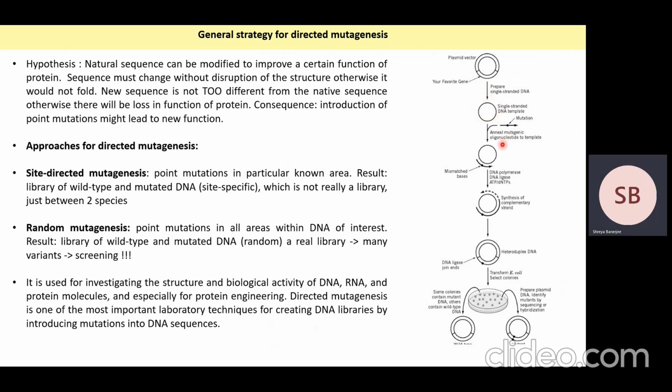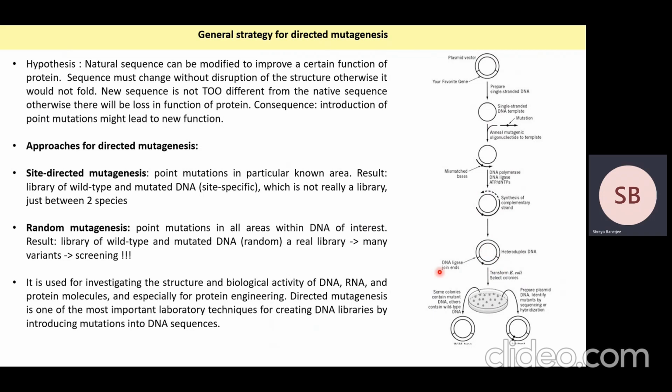Next, the mutagenic oligonucleotide containing our gene of interest is annealed to the single strand template. Then using DNA polymerase and ligase, the rest of the template is completed. So the complementary strand is synthesized so that the recombinant plasmid is produced containing the gene of interest.